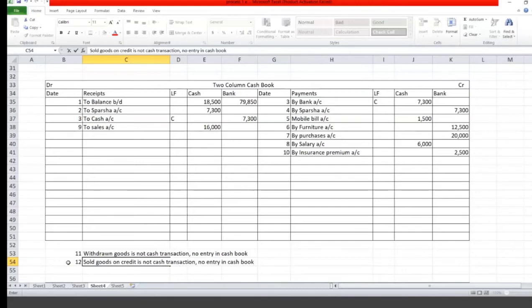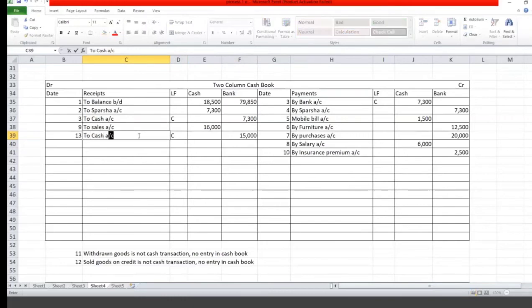Okay. Next, cash deposited into bank. Next transaction is cash deposited into bank. Again, you will be seeing a contra entry here. Whenever you deposit into the bank, who is receiving money? Bank is receiving money. So, how much? 15,000. So, receipt side, bank column, you will write down 15,000. Contra entry, mention C. When you enter in the bank column, we call it to cash account.